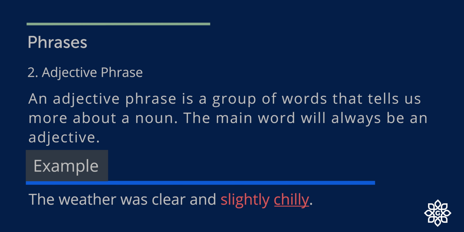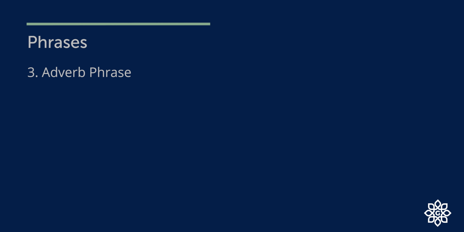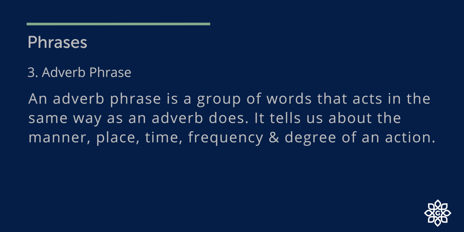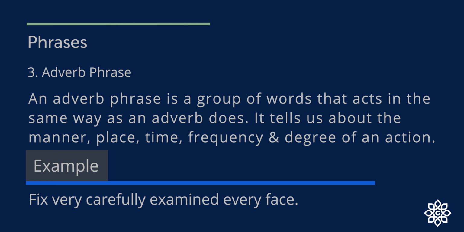Okay? Now, what about adverb phrase? An adverb phrase is a group of words that act in the same way as an adverb does. It tells us about the manner, place, time, frequency, and degree of an action. For example, Fix very carefully examined every face. Here the adverb phrase is very carefully. So it is the manner in which Fix examined the face.